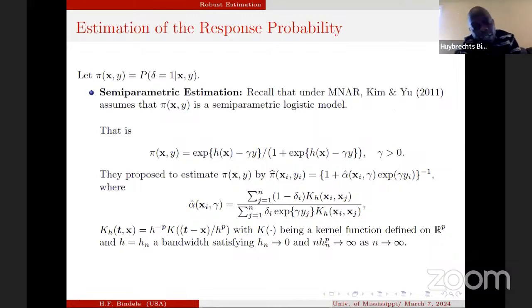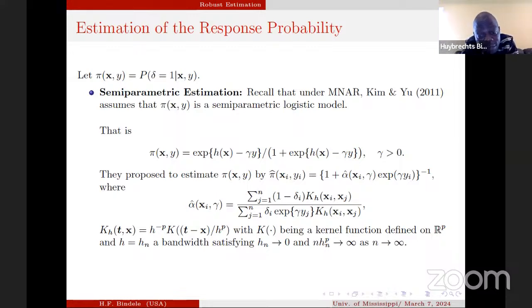Well, let's go back to doing something about the missingness. As I said at the beginning, we have some missing y's. The idea is to impute and then use the rank-based fit to estimate the unknown regression parameter. We've defined the observed probability. That's what I call pi of x, y here, which is the probability of delta equal to 1 given x and y.